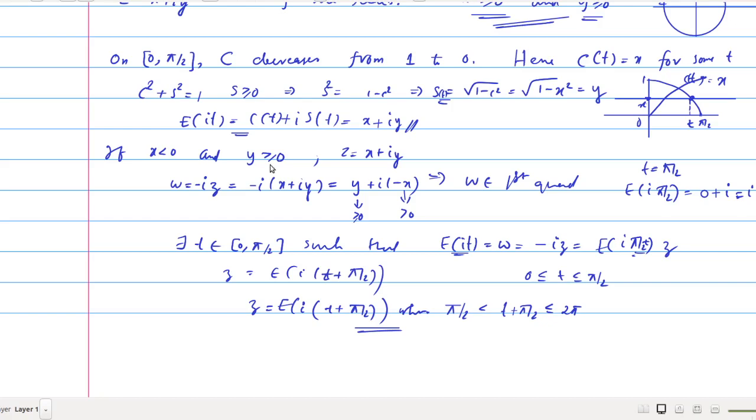Whenever we have x less than 0 and y greater than or equal to 0, we have a value t plus pi by 2, that quantity lies in this interval such that e to the power of this quantity is equal to x plus iy. Okay, so this proves the case when z lies in the segment from the second quadrant.